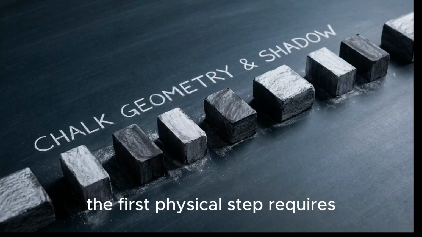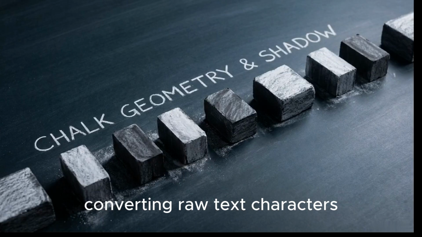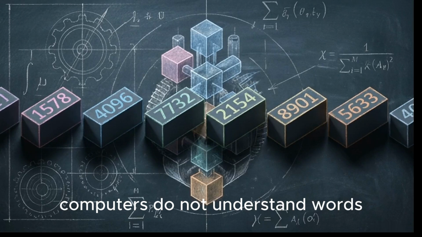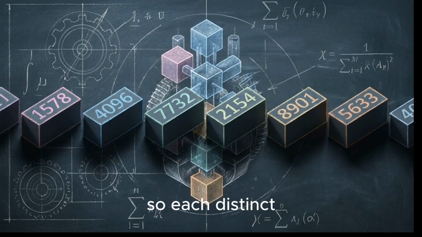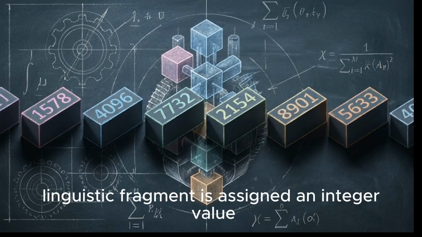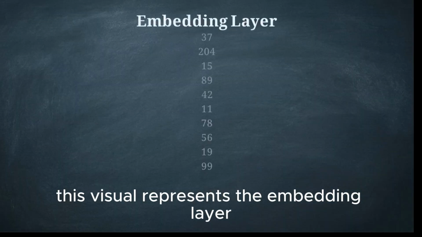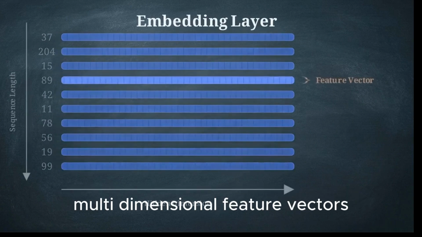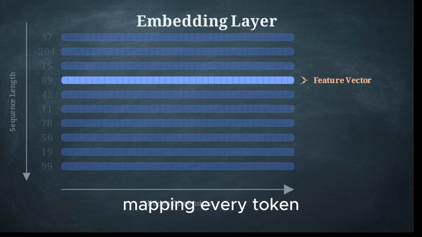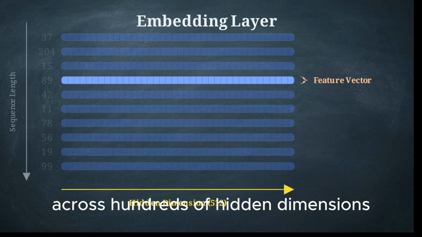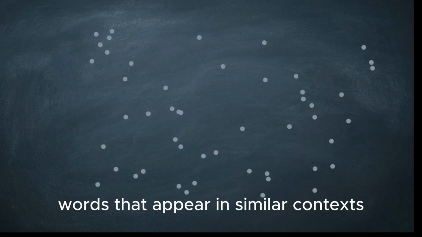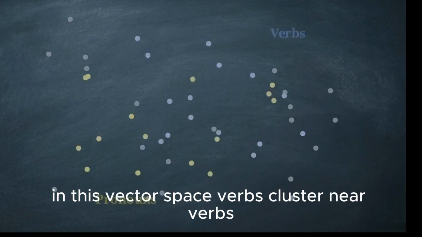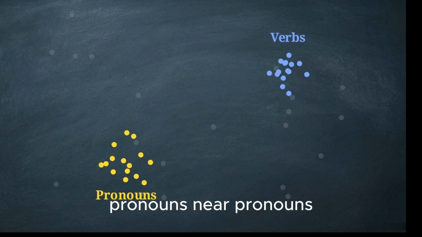The first physical step requires converting raw text characters into discrete numerical token IDs. Computers do not understand words, so each distinct linguistic fragment is assigned an integer value. This visual represents the embedding layer. Raw token IDs are projected into dense, multi-dimensional feature vectors, mapping every token across hundreds of hidden dimensions. Words that appear in similar contexts occupy similar coordinates in this vector space. Verbs cluster near verbs, pronouns near pronouns.